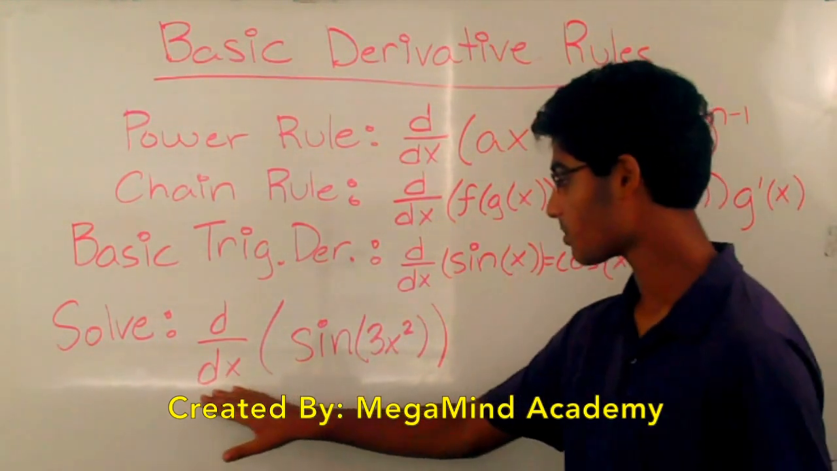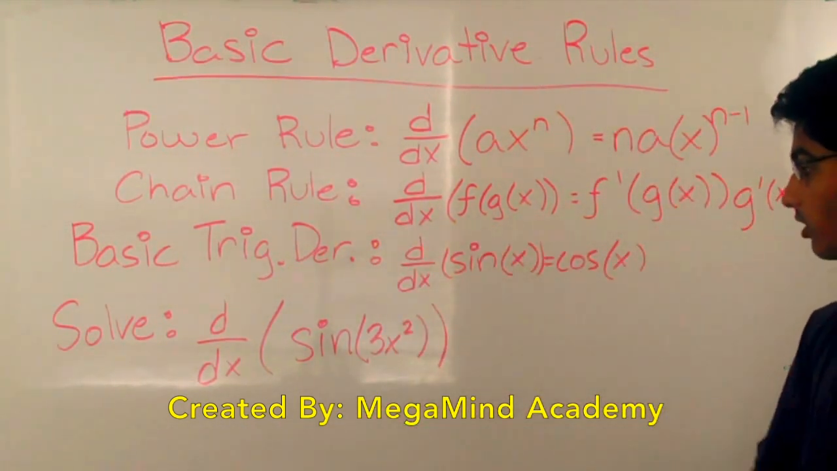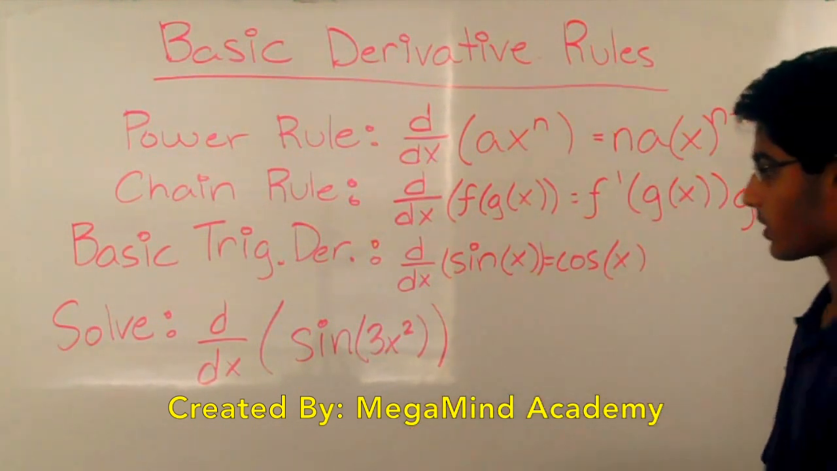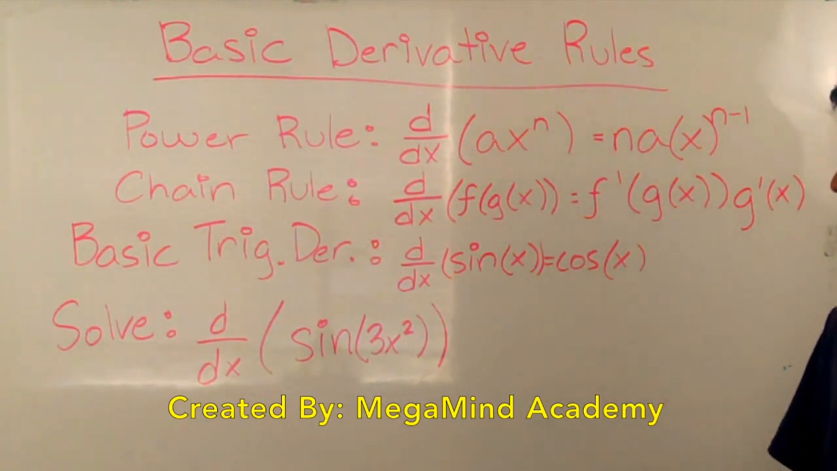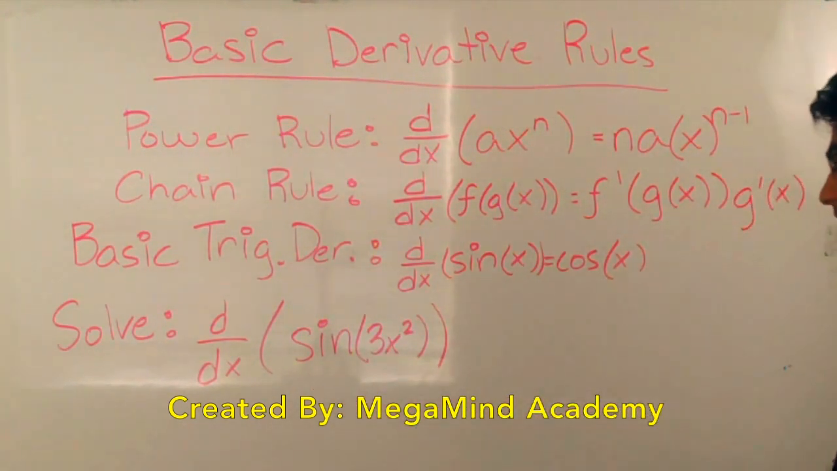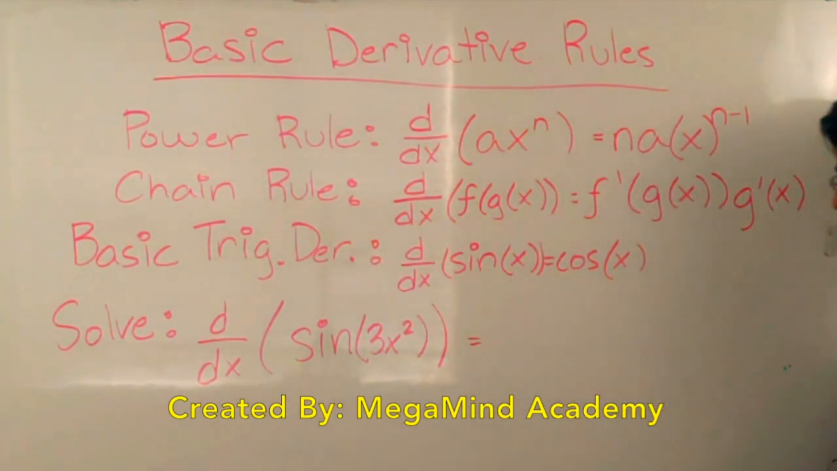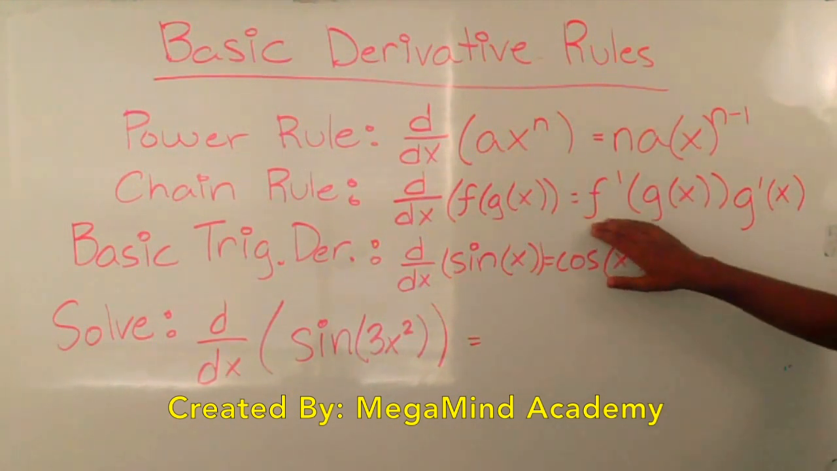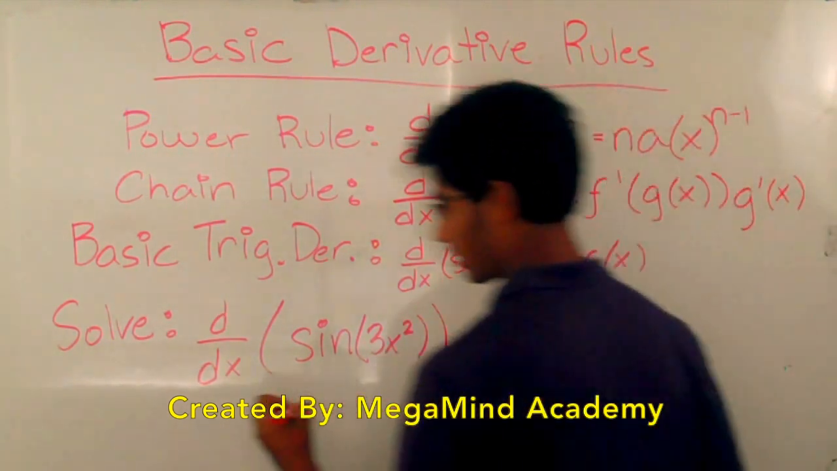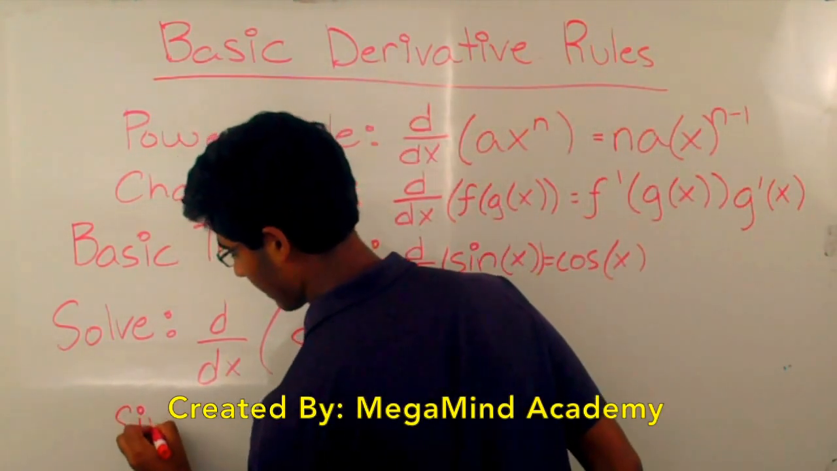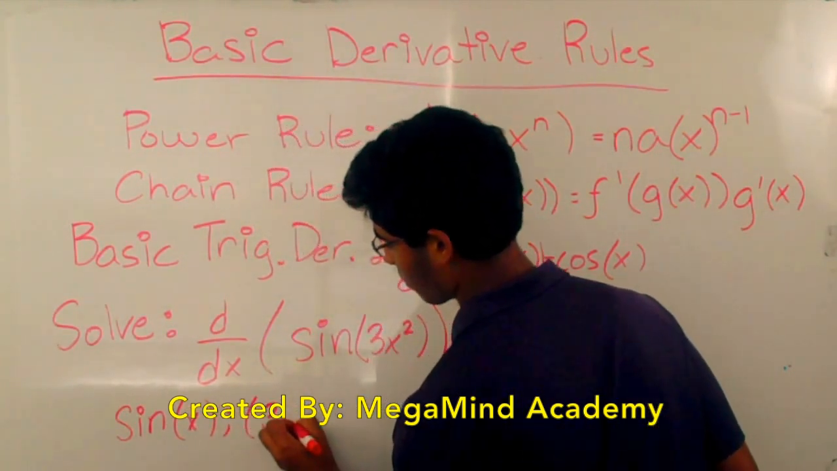So now let's solve this problem here. As you can see, we're going to have to use the power rule because we have 3x squared, the chain rule because we have an outer function sine of x and an inner function 3x squared, and some basic trig derivatives. We have sine of 3x squared. So let's get started. We can see first we would want to use the chain rule. So we have to take the derivative of the outer function. First of all, let's isolate this outer function. The outer function is sine of x. And the inner function is 3x squared.